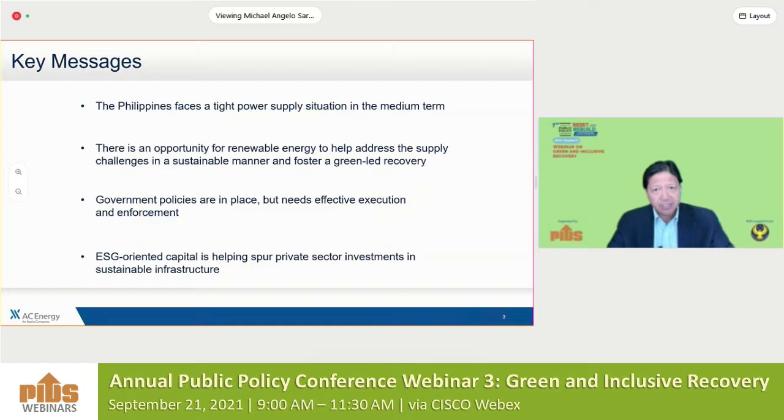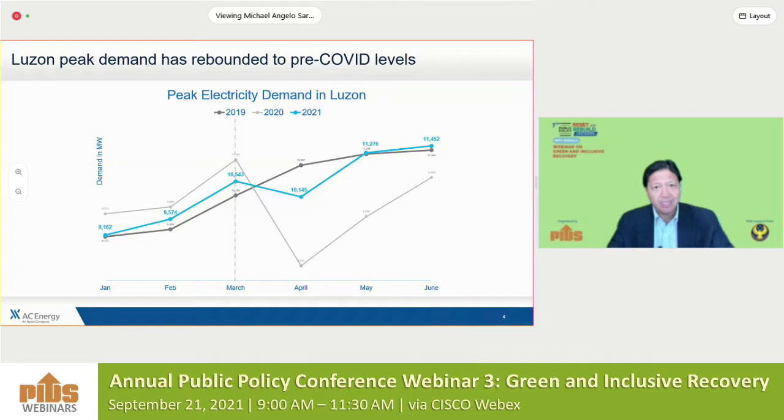The next slide gives us a very brief picture of where we've been over the last 3 years, including the pre-pandemic 2019 figures. This is a very interesting and compelling story. This is the focus on Luzon, which is the largest in the Philippines in terms of power demand. If you just focus on the first quarter, January to March, the dark gray bar is the 2019 peak demand in Luzon.